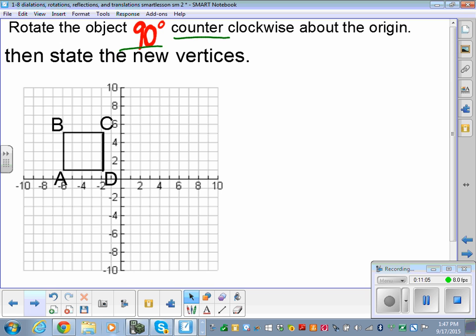Now you have to rotate it the correct way. If you go clockwise and it was supposed to be counterclockwise, you won't get the same answer. So I'm rotating this 90 degrees counterclockwise, so that would be around this way. Now I have to line back up my X.